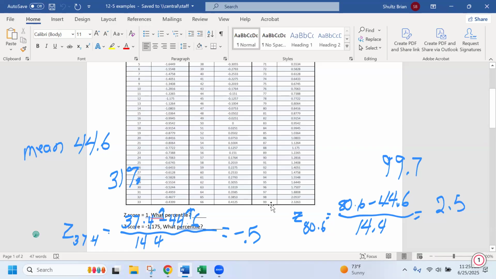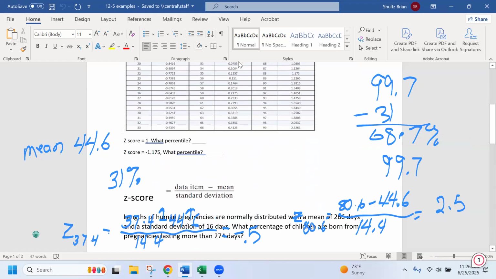So what percentage is between those? I take the 99.7, subtract 31, and I get 68.7% of them are between there.